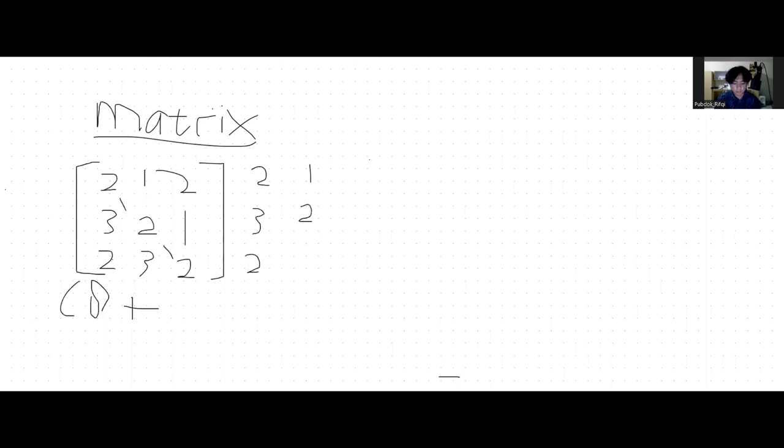And so, 1 multiplied by 1 is 1, multiplied by 2 is 2. Plus, again, one more time, 2, 3 is 6. 6 multiplied by 2 times 3 is 6. 6 times 3 is 18.